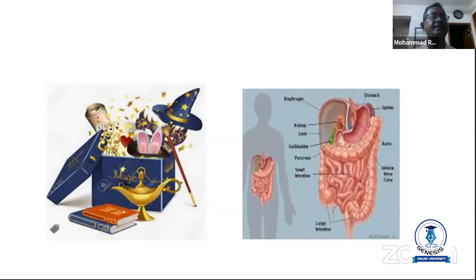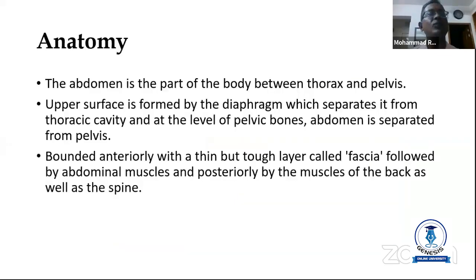First of all, you can see this is a magic box, and the patient, the sorcerer, has this magic box. And the abdomen is also a magic box. So if there is any abdominal pain, to approach and diagnose it is very difficult. It's like a magic box and you have to be a magician to find out the etiology of the abdominal pain. So let's check what is the anatomy of the abdomen.